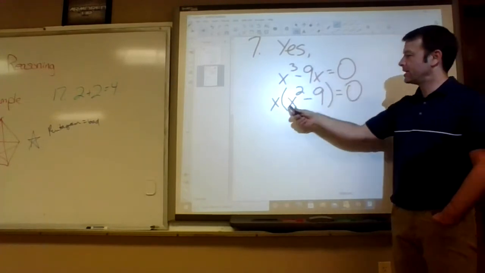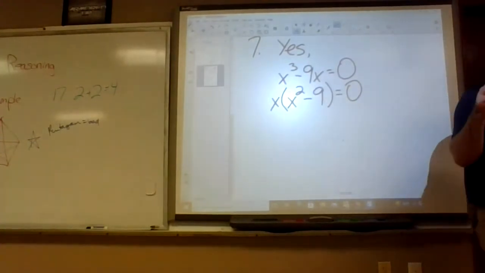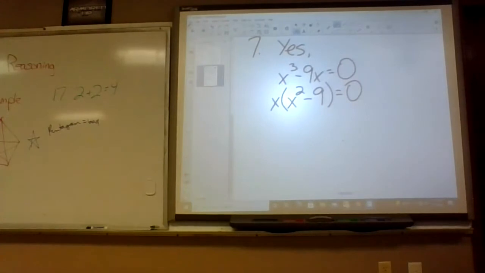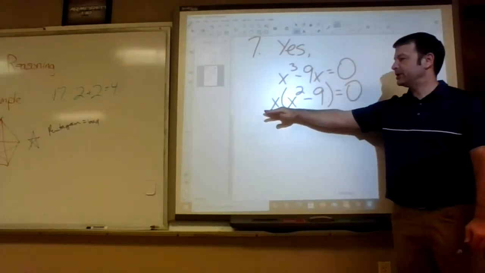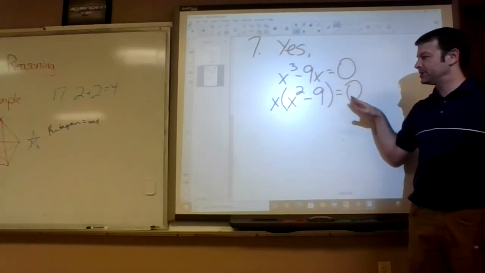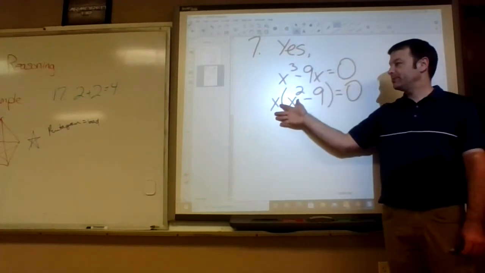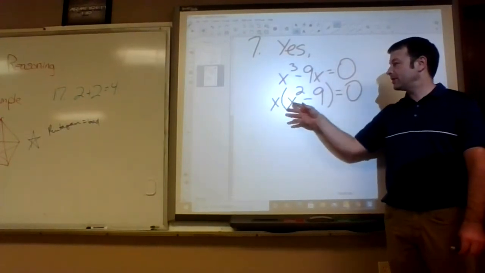If I take an x out, I'm left with x squared minus 9. I should probably warn about something here. Could I divide both sides by x? I could, and that would get rid of that x, and this would still be a 0. But sometimes when you divide both sides by x, you lose an answer. This would be one of those times.